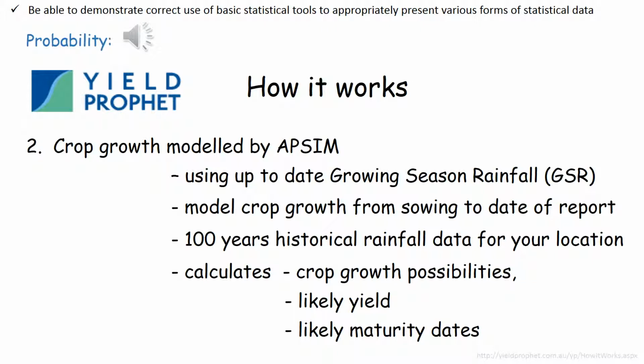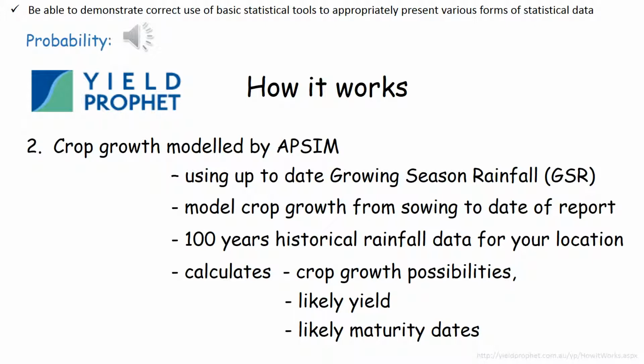So Yield Prophet works by modelling the crop growth using the APSIM model. It uses up-to-date environmental conditions for growing season rainfall from the date of sowing. The reports are produced monthly at the end of every month, so you can see how your crop is faring and how the predictions are changing as your environmental changes occur throughout the season.